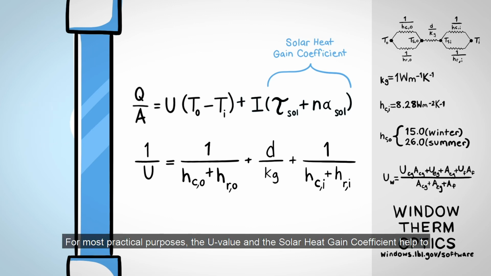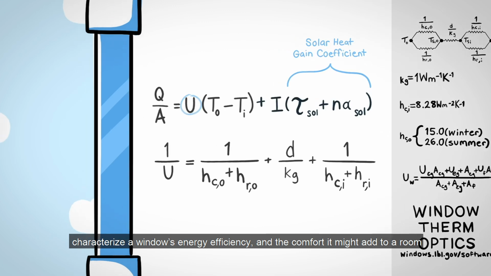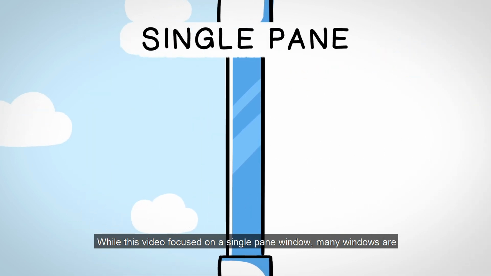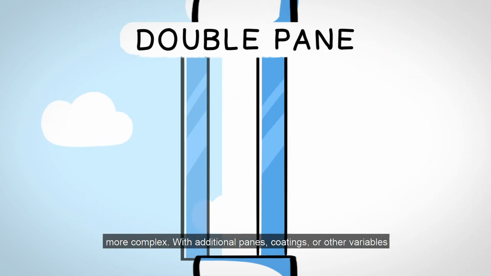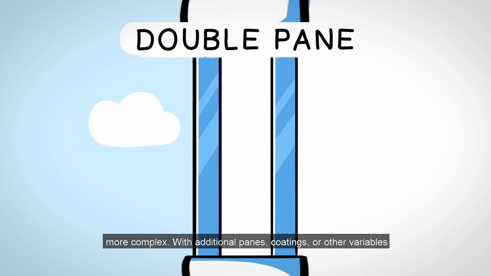For most practical purposes, the U value and the solar heat gain coefficient help to characterize a window's energy efficiency and the comfort it might add to a room. While this video focused on a single-pane window, many windows are more complex, with additional panes, coatings, or other variables.